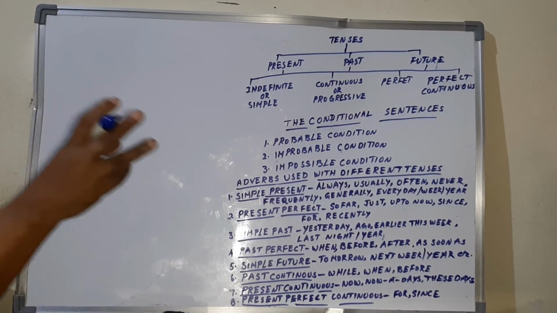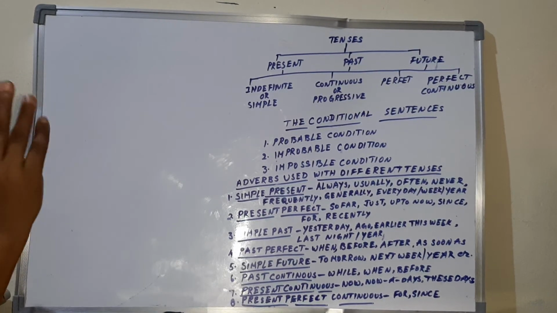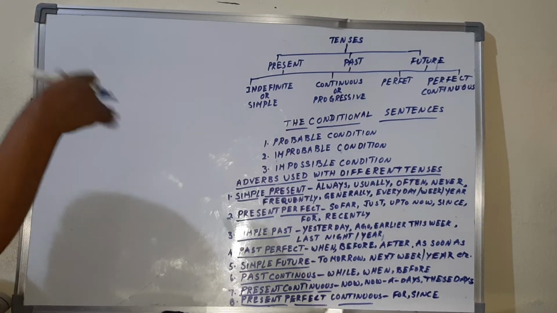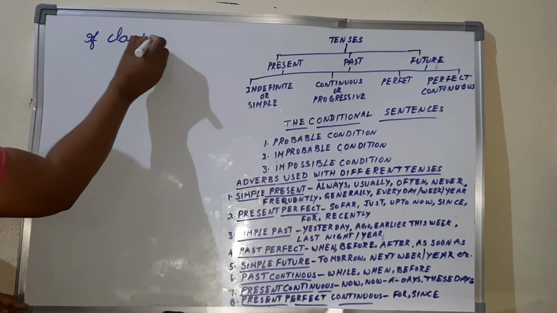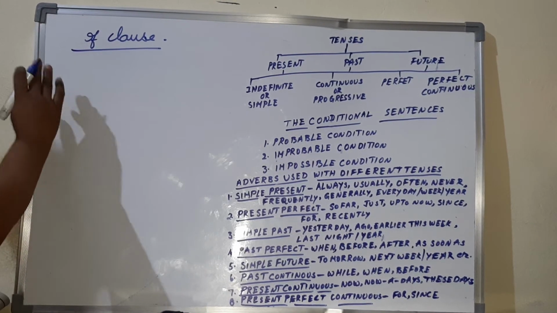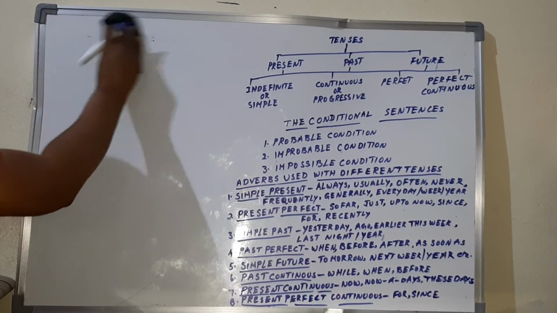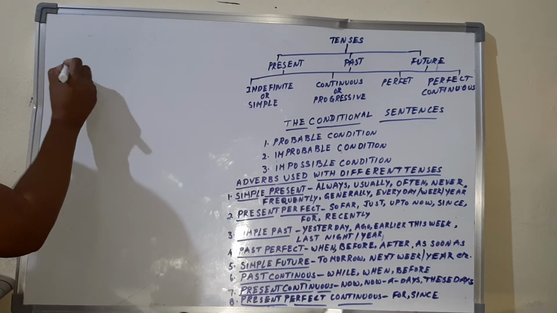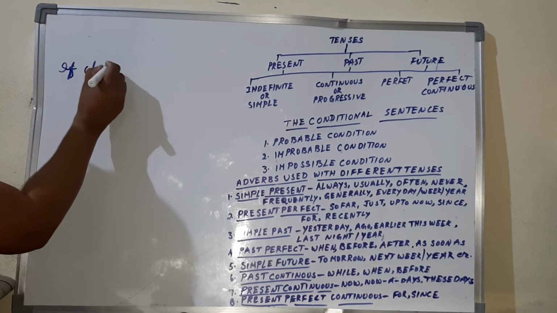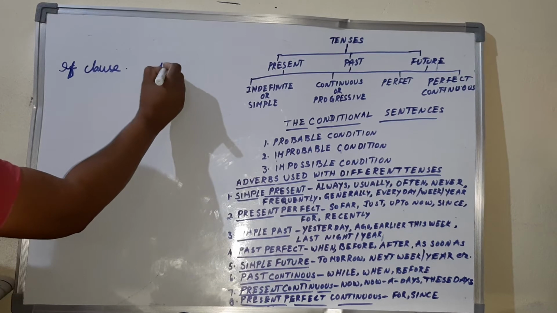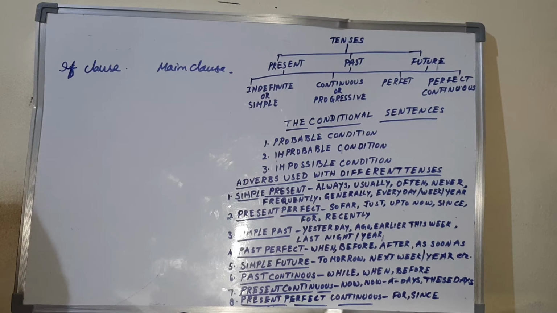Yes. There are three conditional sentences: probable conditional, improbable conditional, and possible conditional. Actually, we are using tenses along with the if clause. In a conditional sentence, there are two parts. The first part of the sentence we call the if clause part, and the second part is the main clause.